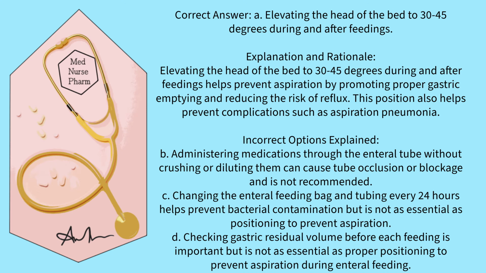If you chose option A, you are correct. Elevating the head of the bed 30 to 45 degrees during and after feedings. Elevating the head of the bed to 30 to 45 degrees during and after feedings helps prevent aspiration by promoting proper gastric emptying and reducing the risk of reflux. This position also helps prevent complications such as aspiration pneumonia.